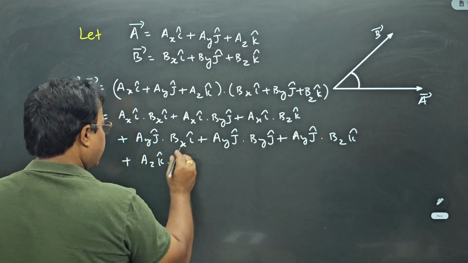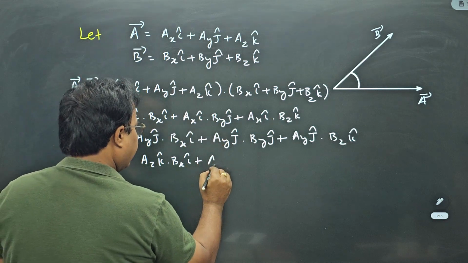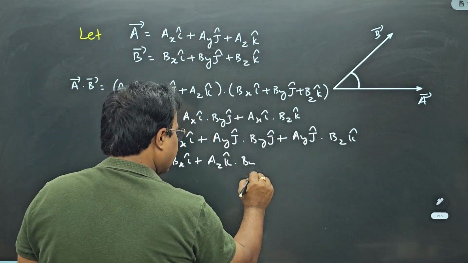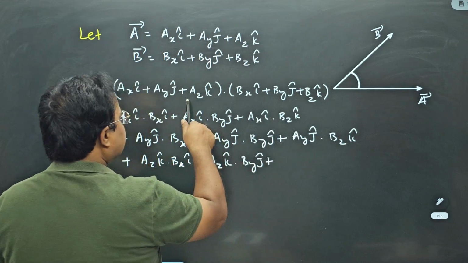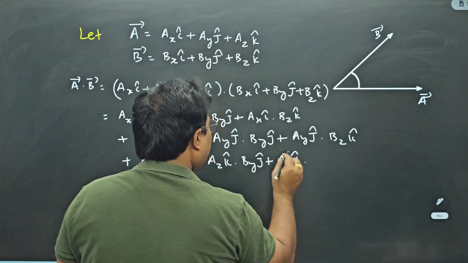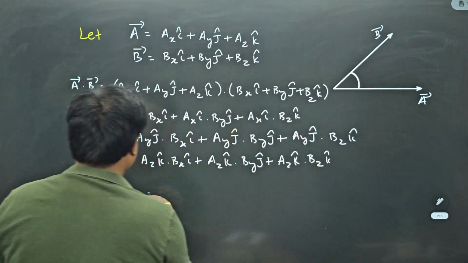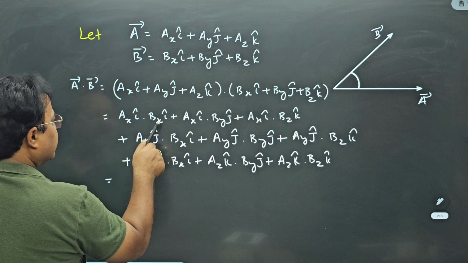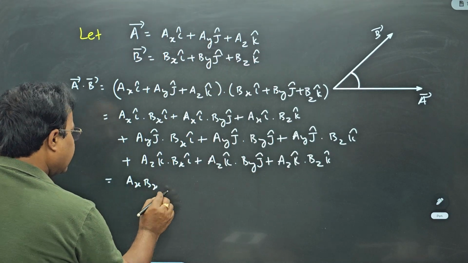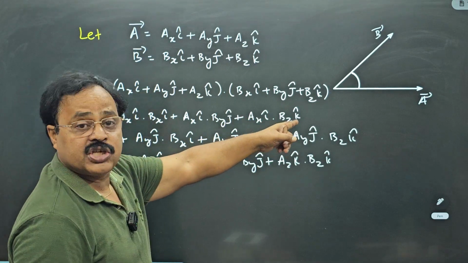k cap dot Bx i cap, plus Az k cap dot By j cap, plus Az k cap dot Bz k cap. You see, my dear students, here i dot i is equal to 1, so 1 into Ax Bx becomes Ax Bx. You see here, i dot j is equal to 0, so this part will become 0. i dot k is equal to 0.